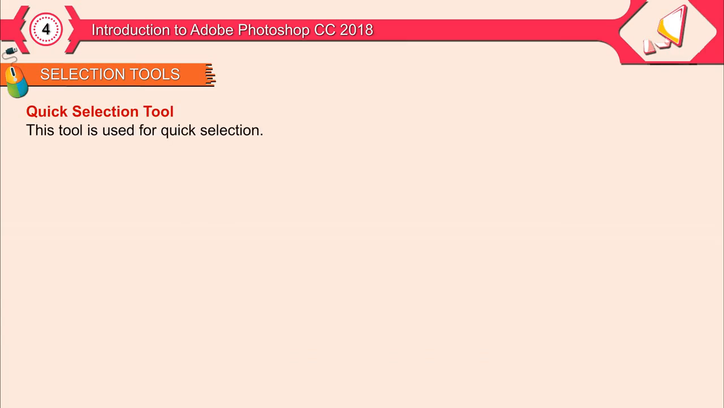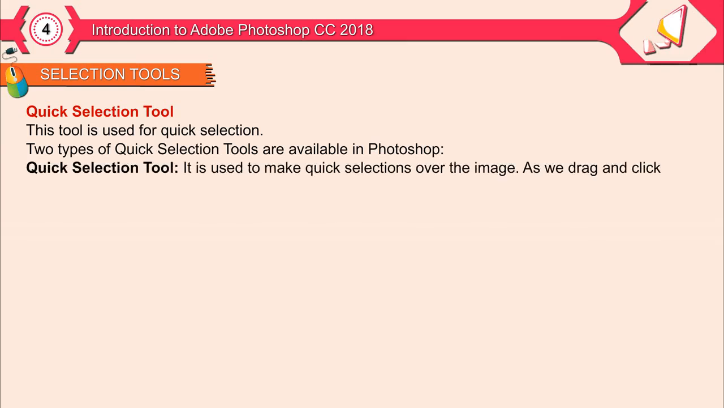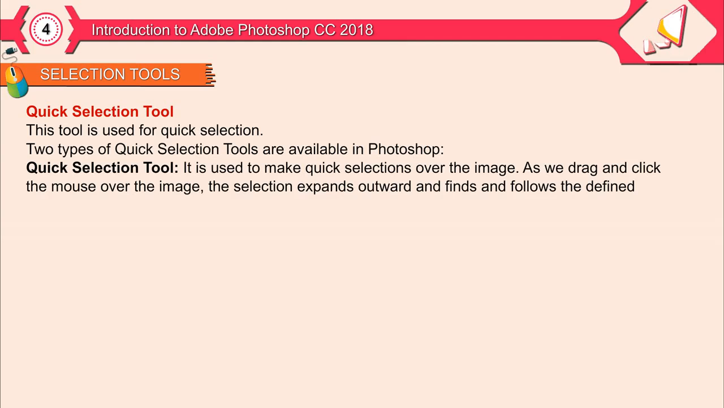Quick Selection tool. This tool is used for quick selection. 2 types of quick selection tools are available in Photoshop. Quick Selection tool. It is used to make quick selections over the image. As we drag and click the mouse over the image, the selection expands outward and finds and follows the defined edges in the image automatically.